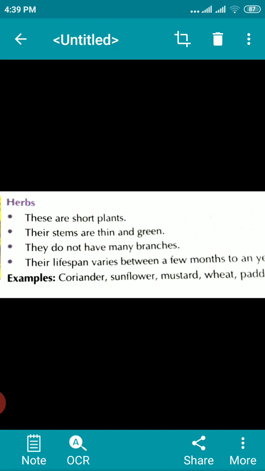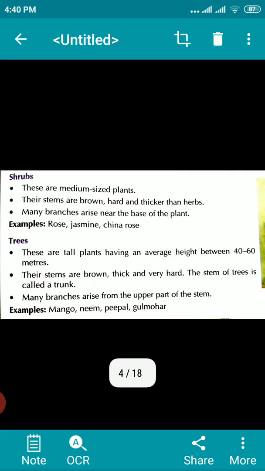Herbs are very short plants, otherwise they are very small. Their stems are thin and green. They do not have many branches. Their lifespan varies between a few months to a year. The plants with green and tender stems are called herbs. They are usually short and they do not have many branches. Example, you can say coriander, sunflower, mustard, wheat, paddy, tulsi, all these are herbs.